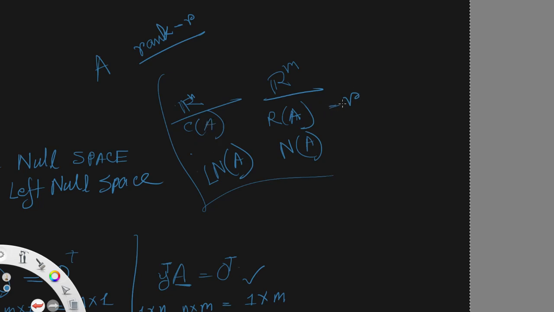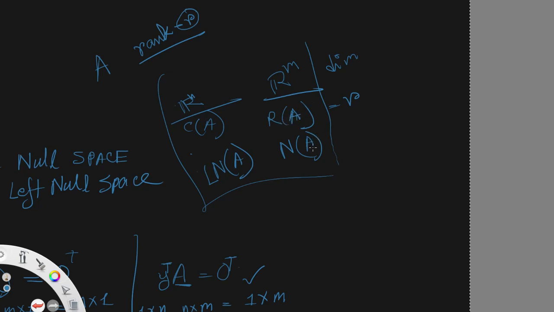That is why the dimension is equal to r for column space and for row space as well, because rank r means r pivots, and r pivots means there are r linearly independent rows, which means the dimension of the row space is also r. So the dimension of column space is equal to the dimension of row space.